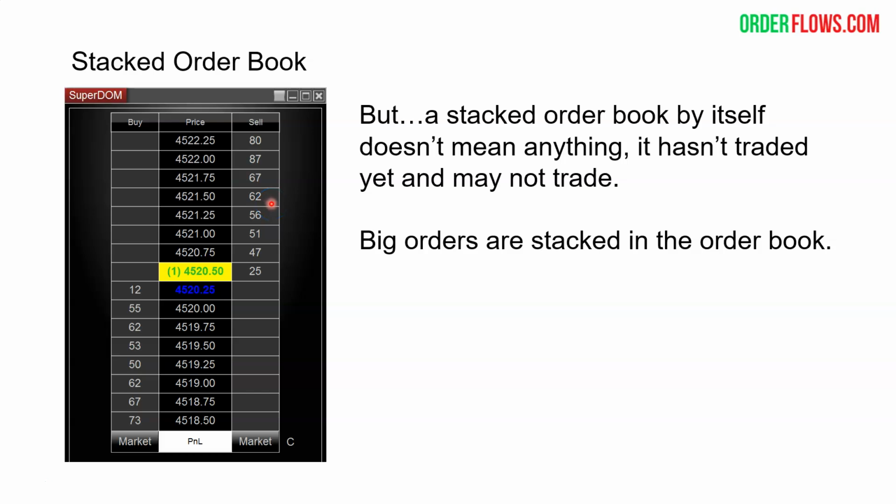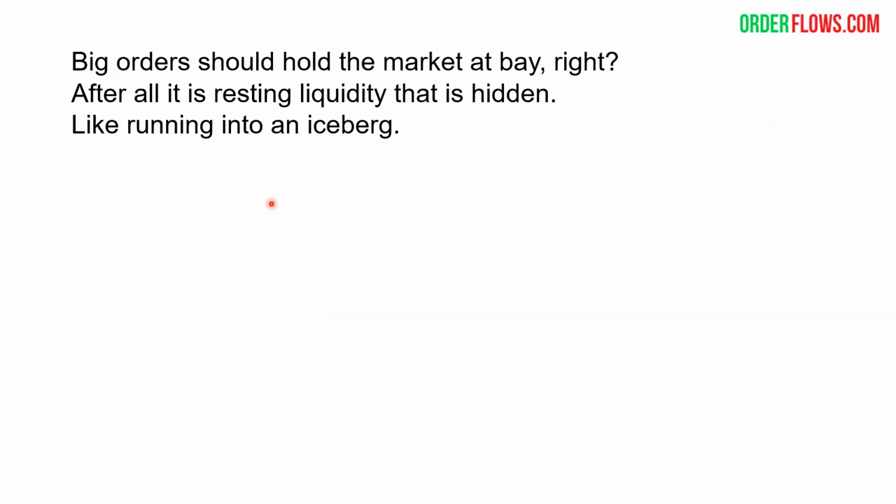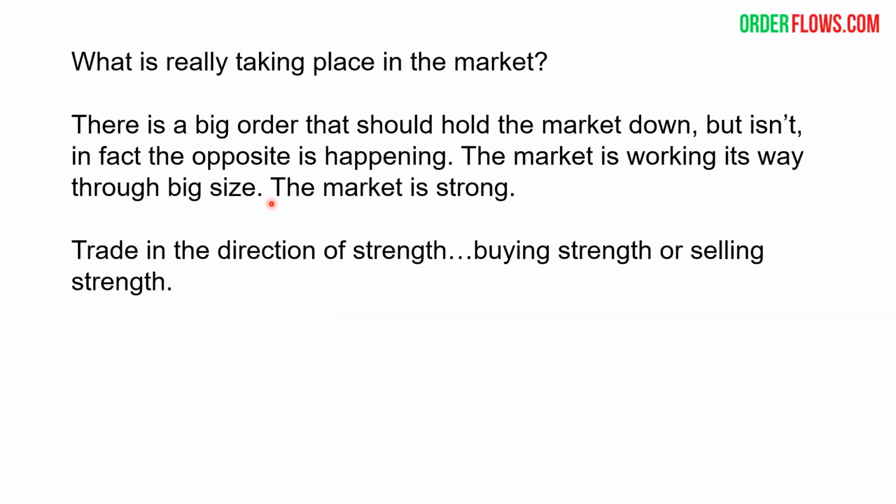So in theory, big orders should hold the market at bay, and they do sometimes. I just want to call that a theory. But you really got to be thinking about what's happening in the market. A big order should hold the market down. When I say big order, I'm talking about a big sell order. In terms of buy orders, it would be the opposite: a big buy order should support the market. So a big order should hold the market down, but oftentimes it isn't. In fact, the opposite is happening. The market is working its way through.